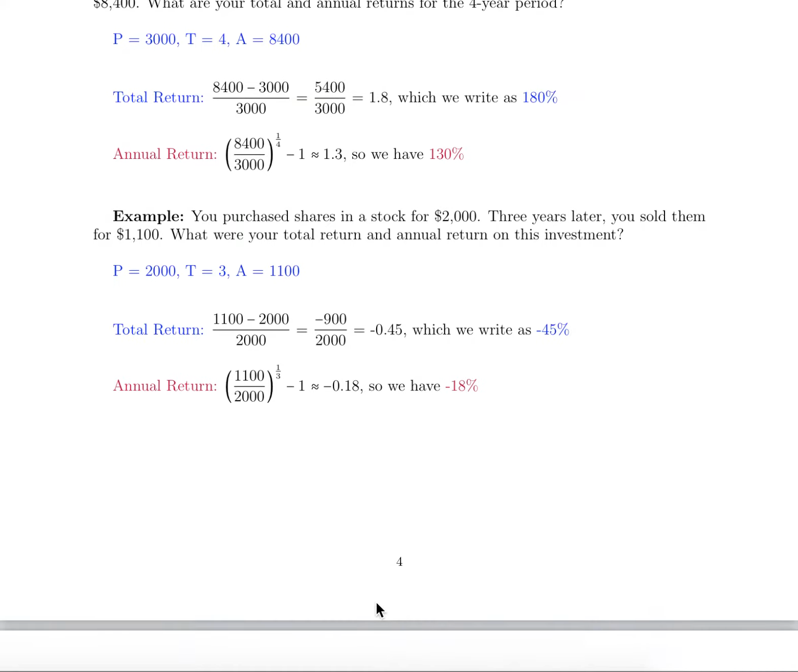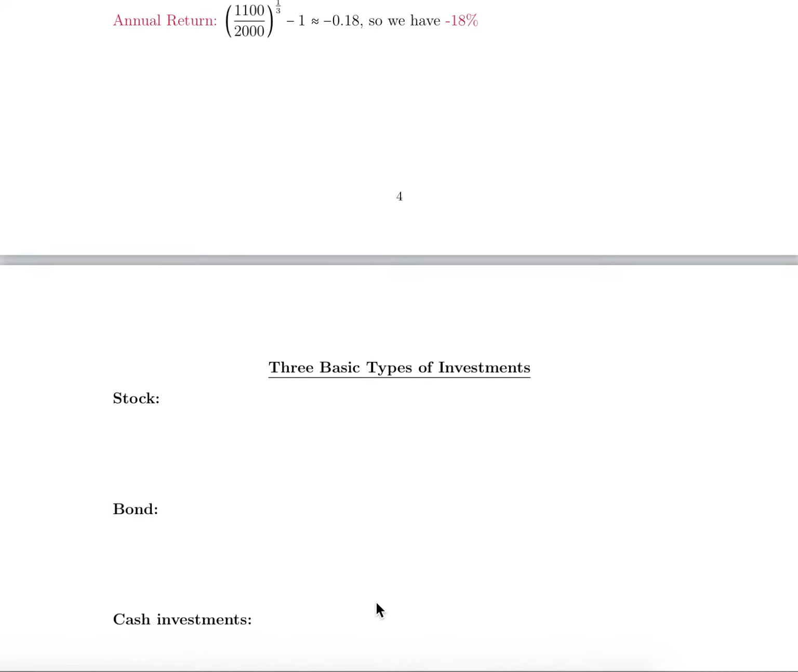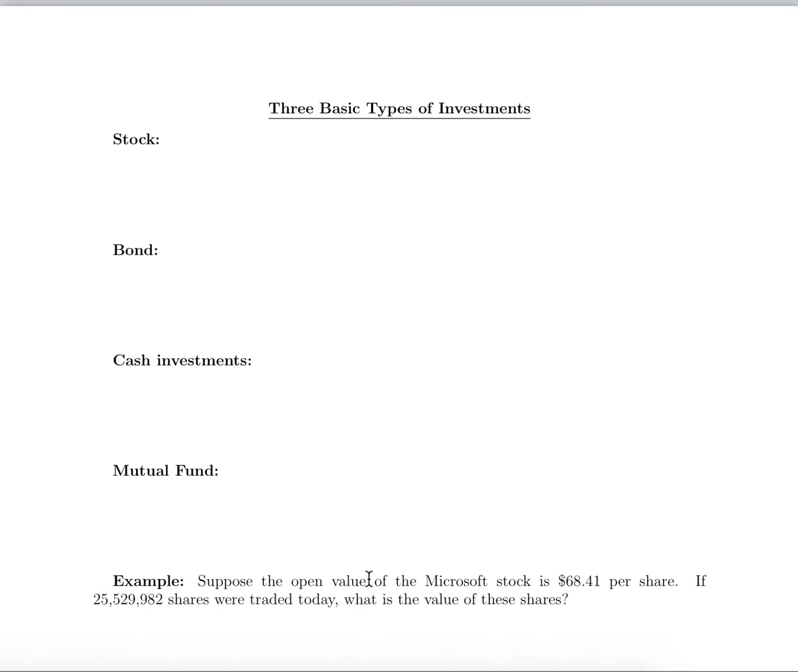All right, moving on. 3 basic types of investments. I like how it says 3, but there are 4. Let's correct that to 4. Four basic types of investments. That's a little better, right?